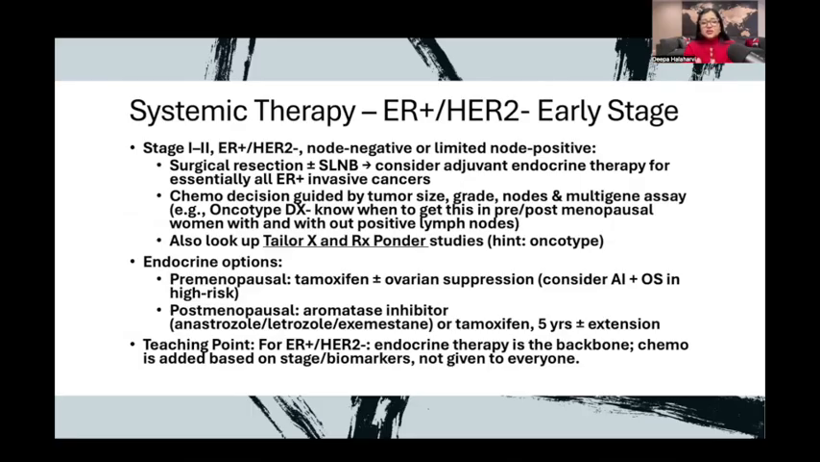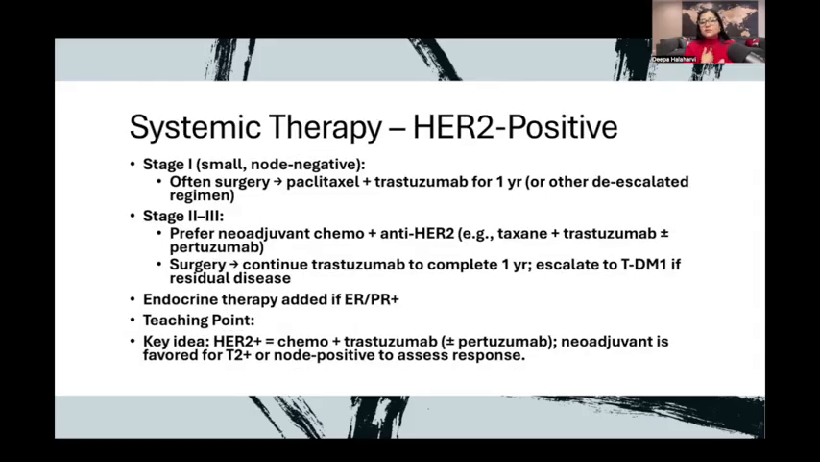The teaching point here is hormone receptor positive, HER2 receptor negative. Endocrine therapy is the backbone. Chemo is added based on staging biomarkers, and it's not given to everyone. That was very different than when I was in training. Let's talk about HER2 positive tumors.